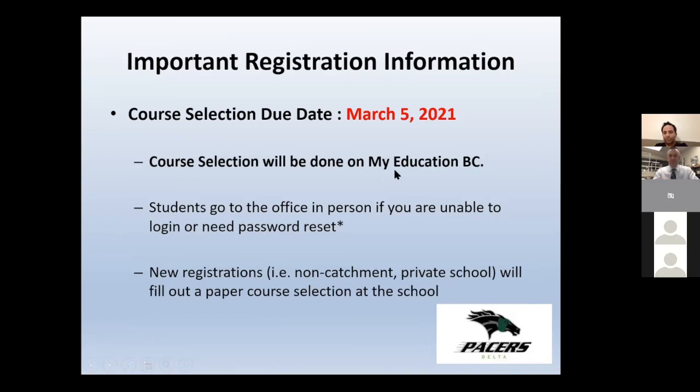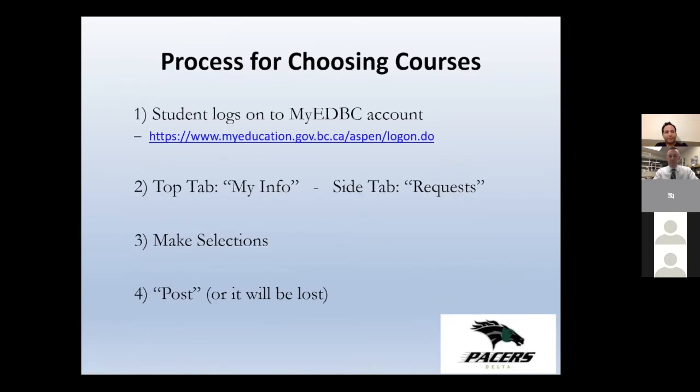So your child needs to log in with their username and password, and then you can together go through the course selection process. They'll log in with this link. It'll be under My Info, under the request section, and they'll be able to make selections for the courses that they want. And just a reminder, they do have to click post at the end. There'll be a post button to finalize their course selection.